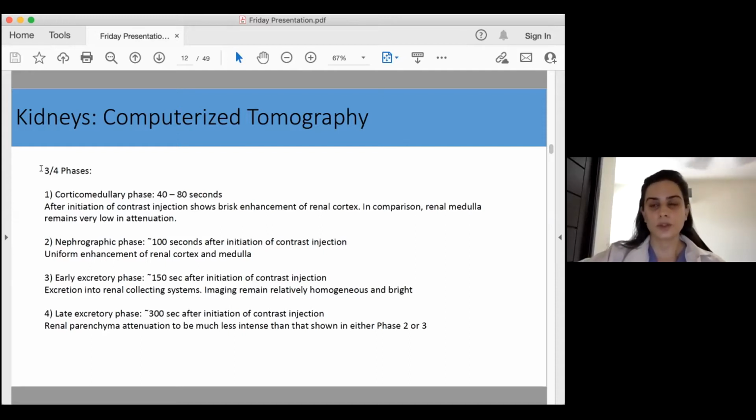And then we have the excretory phase, which some authors divide into early excretory and late excretory phase. The early excretory phase is about 150 seconds after the contrast injection. It's basically when you start to have the excretion of your contrast material, which is mixed in with your filtrate, into the renal collecting systems. And the imaging at this point can remain somewhat homogeneous and bright between the renal cortex as well as the sinus area. And then you have the late excretory phase, where your renal parenchyma attenuation is much less intense than it was shown in either phase 2 or 3.